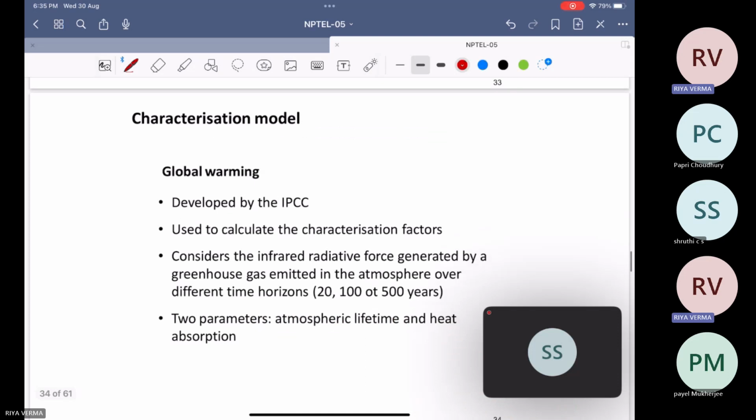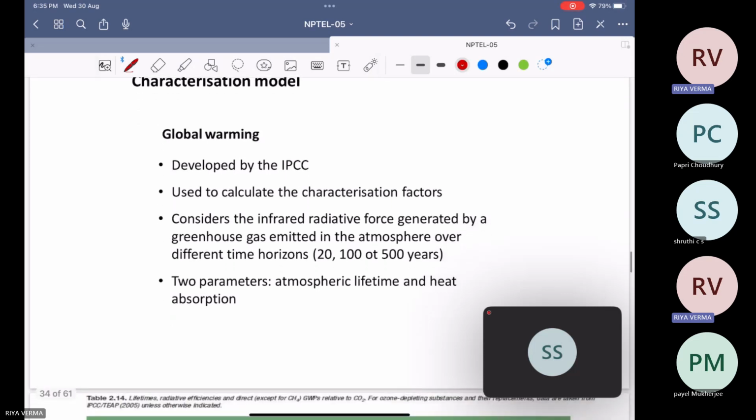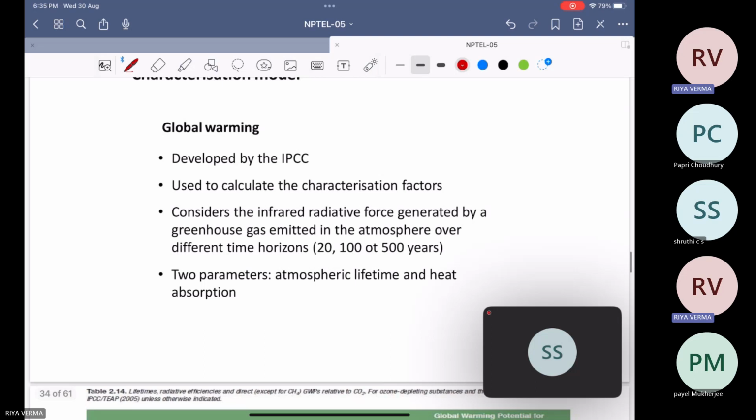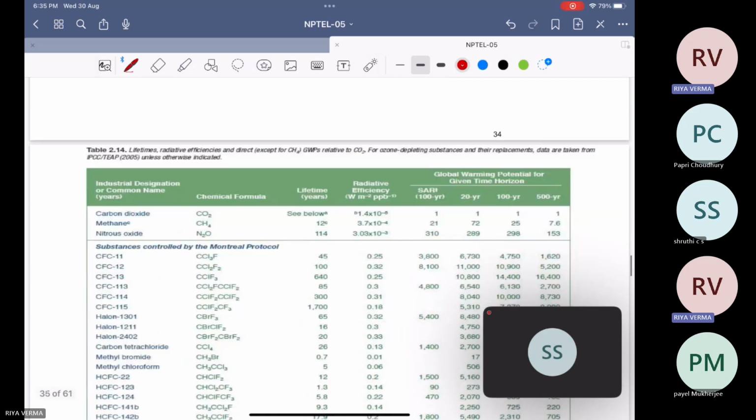This is the characterization model for global warming that was developed by the IPCC, and this was used to calculate the characterization factors. It considers the infrared radiative forcing generated by a greenhouse gas emitted in the atmosphere over different time horizons. There are two parameters involved. First is atmospheric lifetime, and second is heat absorption.